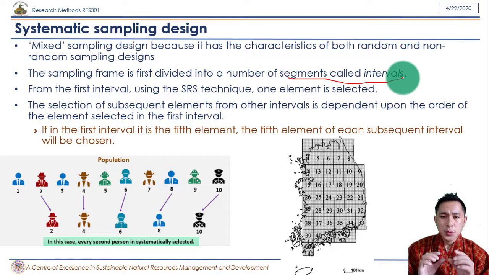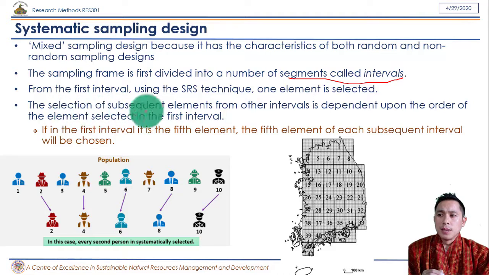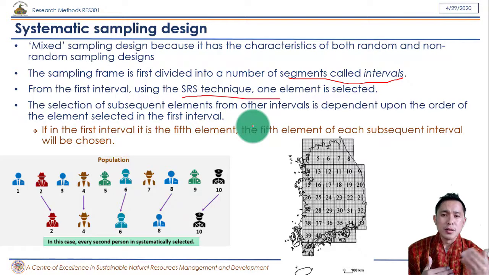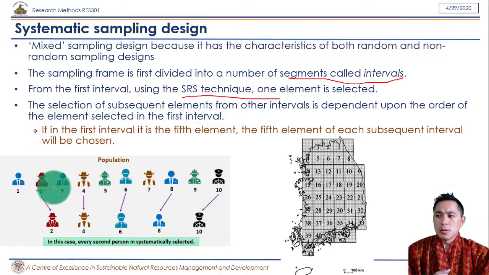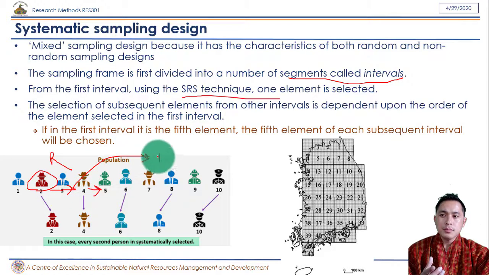Then secondly, you decide the interval that you want to take. For example, a 3 people interval, or a 3 kilometer interval, or a 4 kilometer interval. In the case of the National Forest Inventory, NFI, the interval between two sample plots is 4 kilometer by 4 kilometer. That kind of interval is chosen. Then the first sample is chosen based on random selection, the simple random selection technique. Then the next sample is chosen based on the interval that you have already decided. So for example, number 2 is randomly chosen. Then if the interval that you have set is 2, the next one that you follow is non-random. So the first one is random, and the second one is non-random.